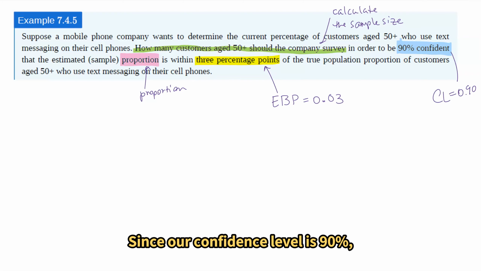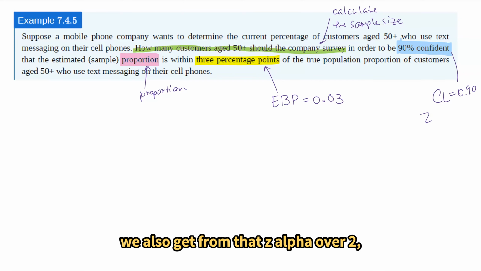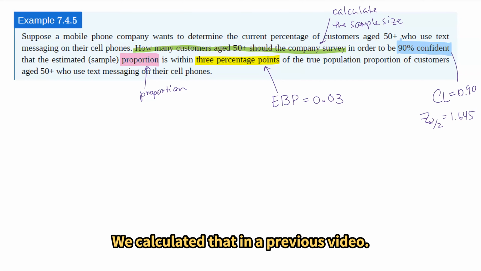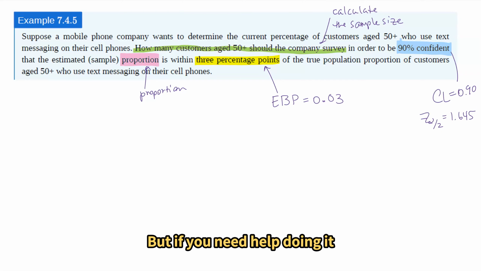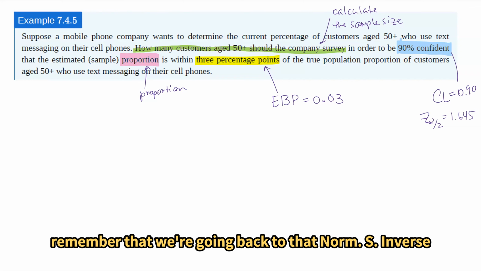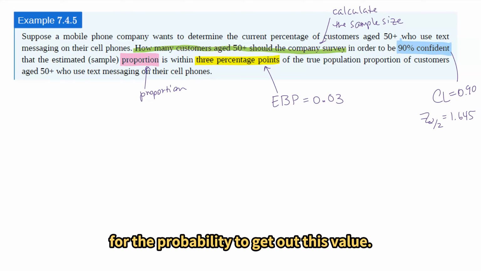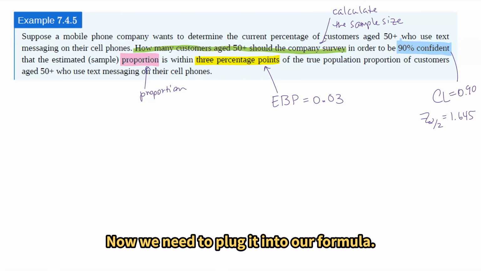Since our confidence level is 90%, we also get from that z alpha over 2, which is 1.645. We calculated that in a previous video, but if you need help doing it, remember that we're going back to norm.s.inverse and putting in 0.05 for the probability to get out this value. Now we need to plug it into our formula.